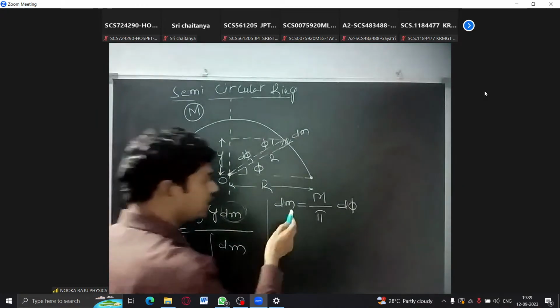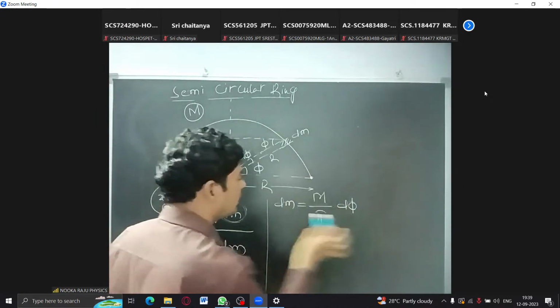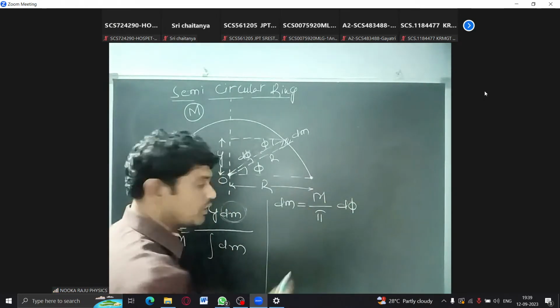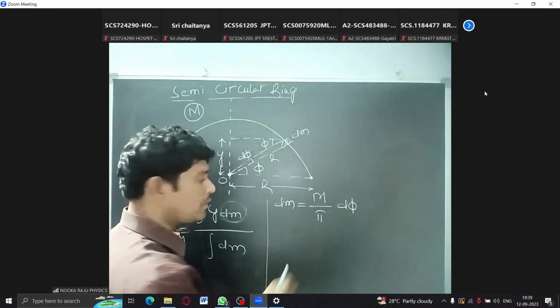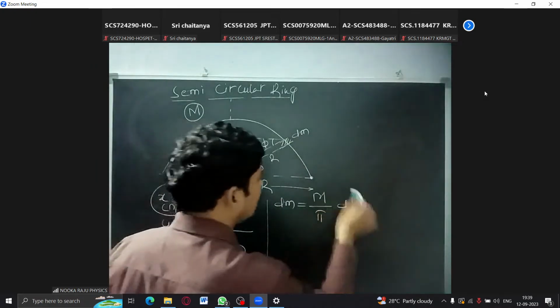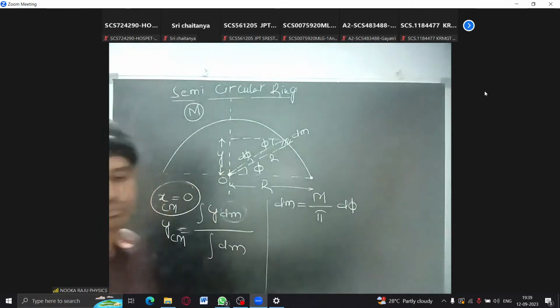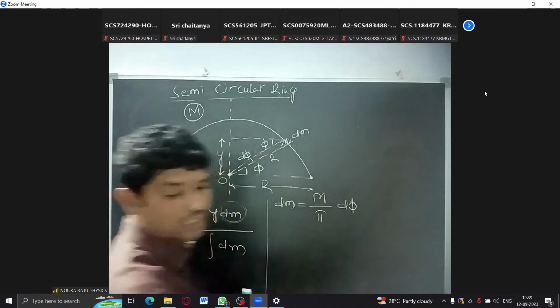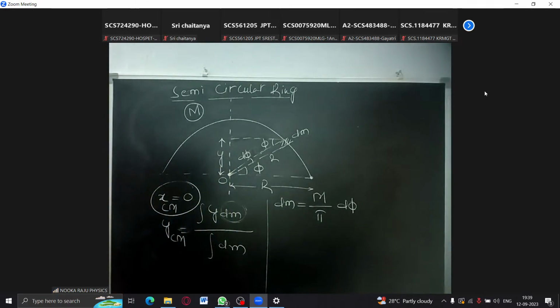Now try to understand. For unit angle, what is the dm value? dm equals total mass by the possible given angle, pi from 0 to pi, in what is the angle d pi. Now coming to the point, what is the pi value? How can you calculate the pi value?